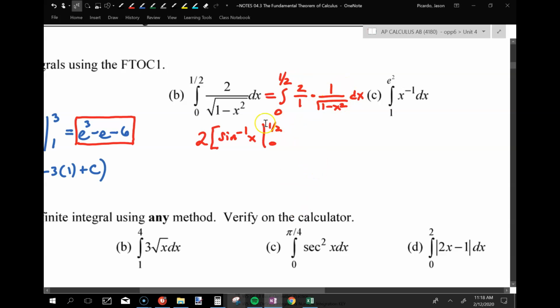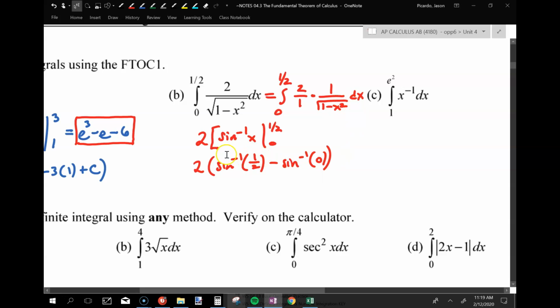All right, so now what are we going to do? Now we're going to plug in the 1/2. We're going to plug in the 0, right? So I'm going to get 2. Oh, wait, hang on a minute. Sine inverse. Guys, here's the thing. Brandon, do you agree that if you had a reference sheet, this would be pretty easy to identify? Yeah, but you got to know it, right?